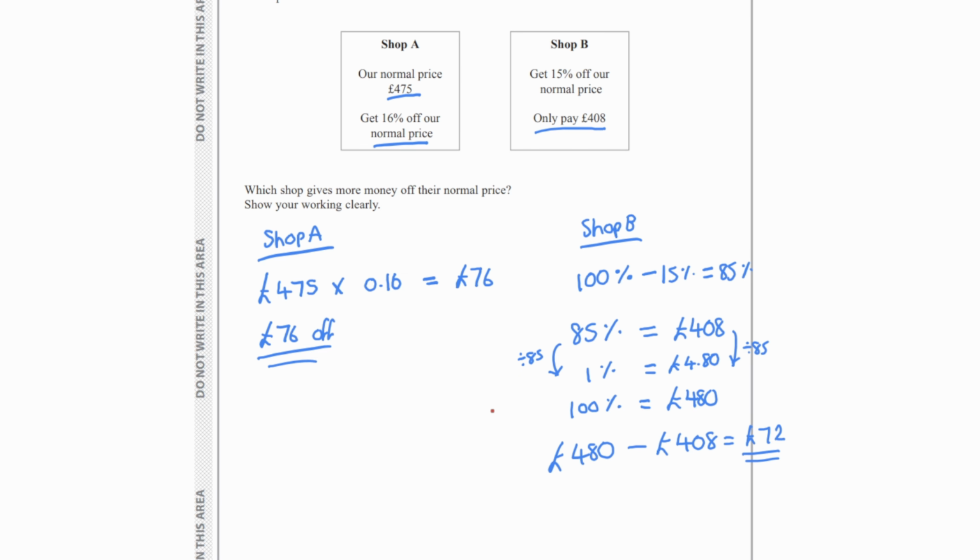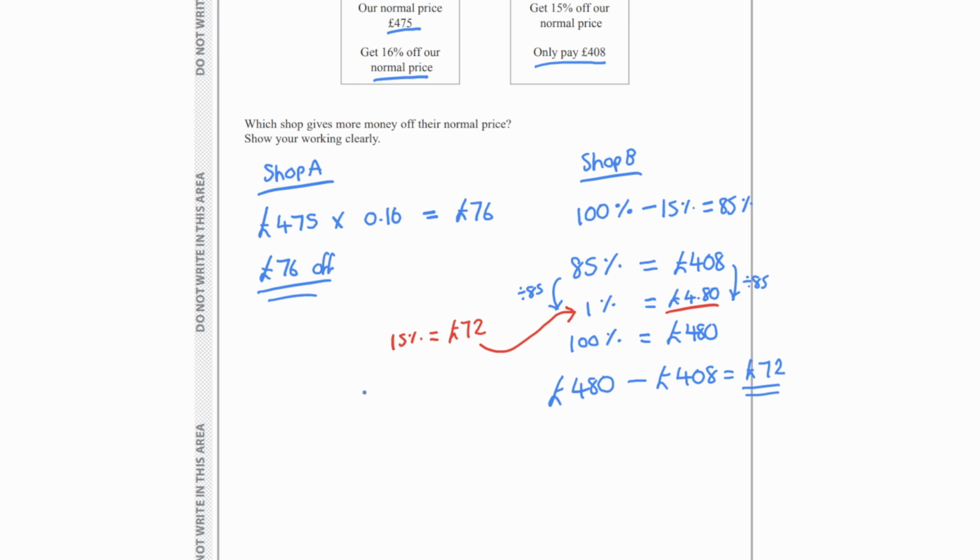Just to show you another way that you could have done that, whenever you worked out what 1% was of the normal price in shop B, you could have gone straight to 15% by multiplying that by 15. So if we did 4.8 multiplied by 15, it takes us straight to 72. And then we could compare and see, okay, I get more off at shop A.